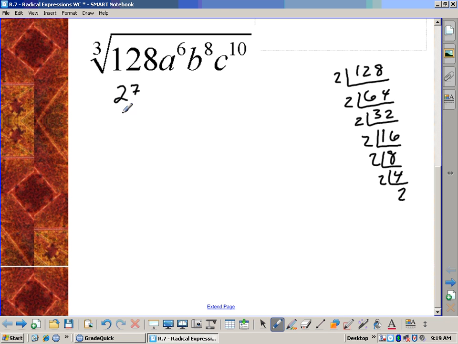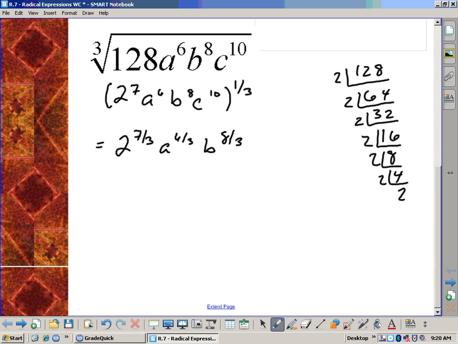So one thing that we can do then is write this all as a fractional exponent. And again, I'm going to give you a couple of different techniques that may work here. Now again, remember when you're taking an entire product to a power, every individual part of the product, each factor, is going to be taken to that power as well. So that's going to equal 2 to the 7/3 power, a to the 6/3 power, b to the 8/3 power, and then c to the 10/3 power.